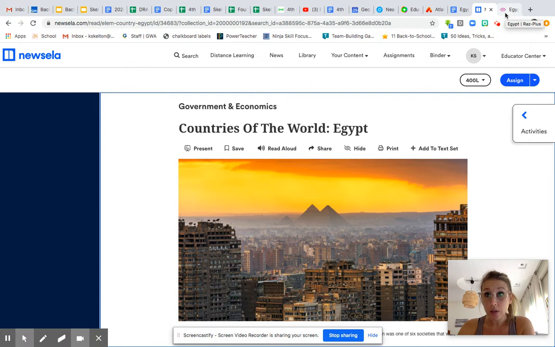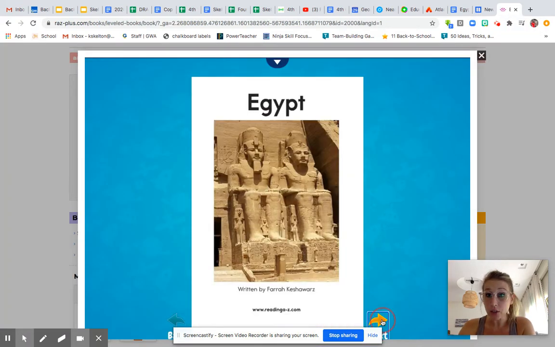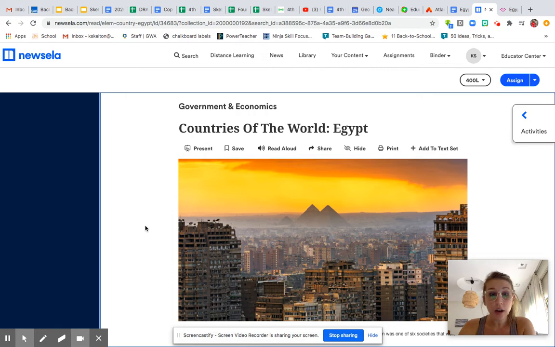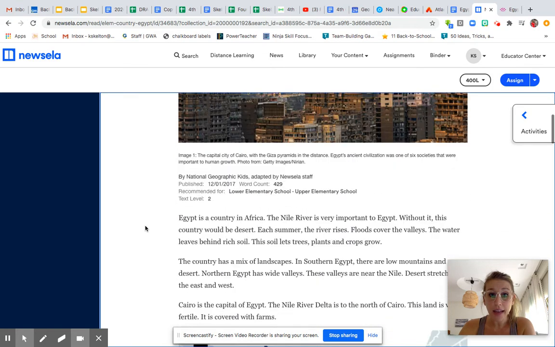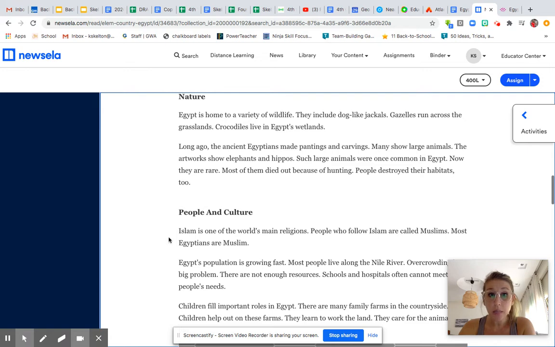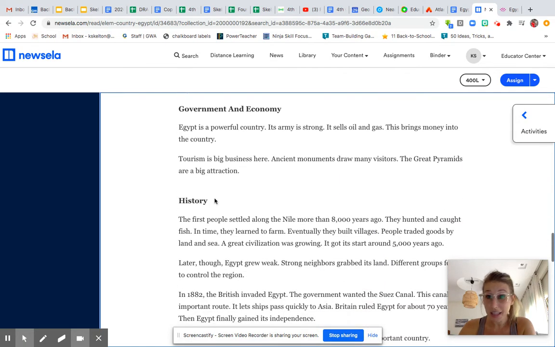that we read. In the book Egypt, we learned a lot of different things about Egypt, and we can look at the table of contents to remind us what we read about. We read about where it was, its people, its land, animals, and history. And in our article today, looking at the headings, we read about Egypt itself, its nature, its people and culture, its government economy, and its history.